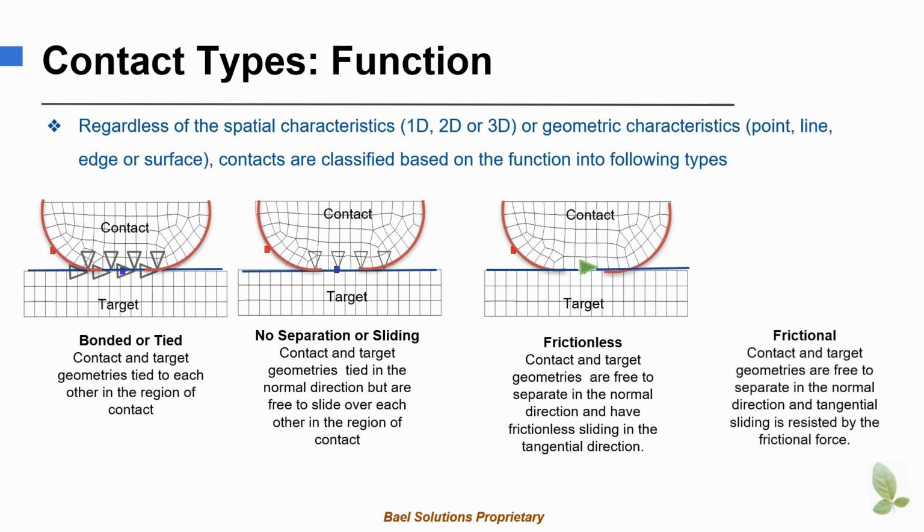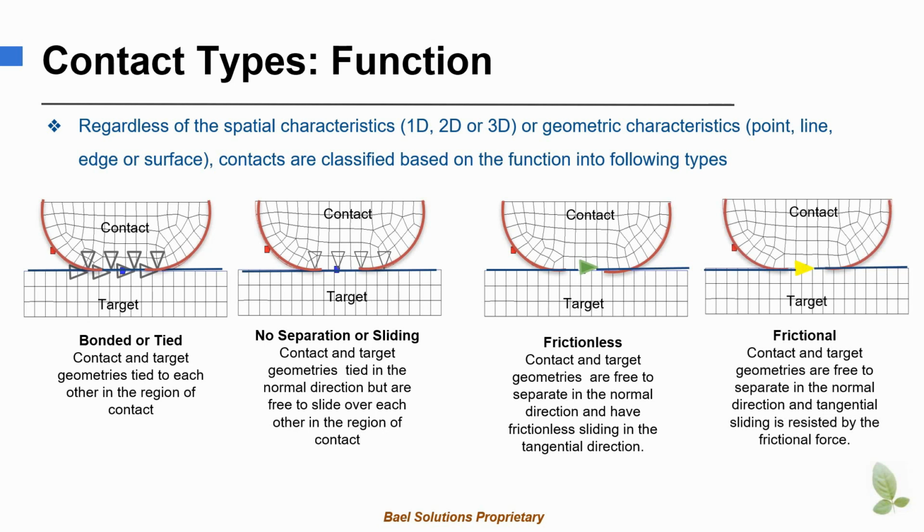The fourth type of contact is the frictional contact. In this type, the contact and target geometries can come in contact and can separate from each other. They can slide over each other, but the relative sliding is opposed by the frictional forces generated at the interface. This is the most realistic type of contact.